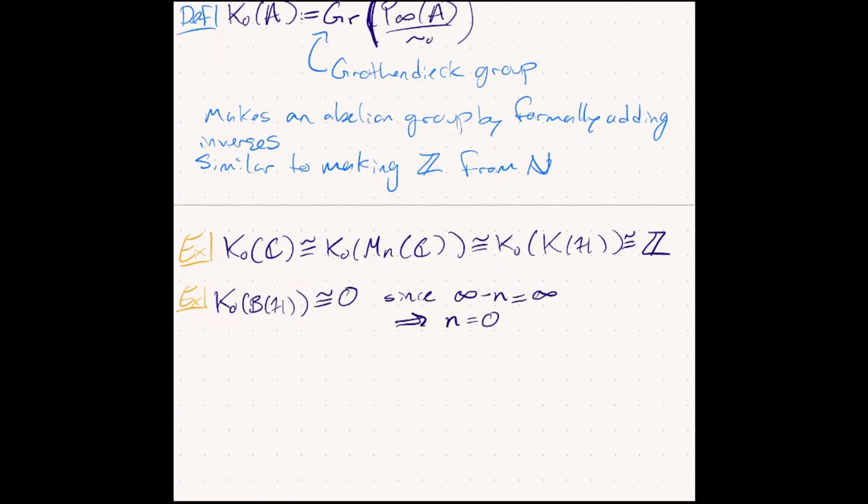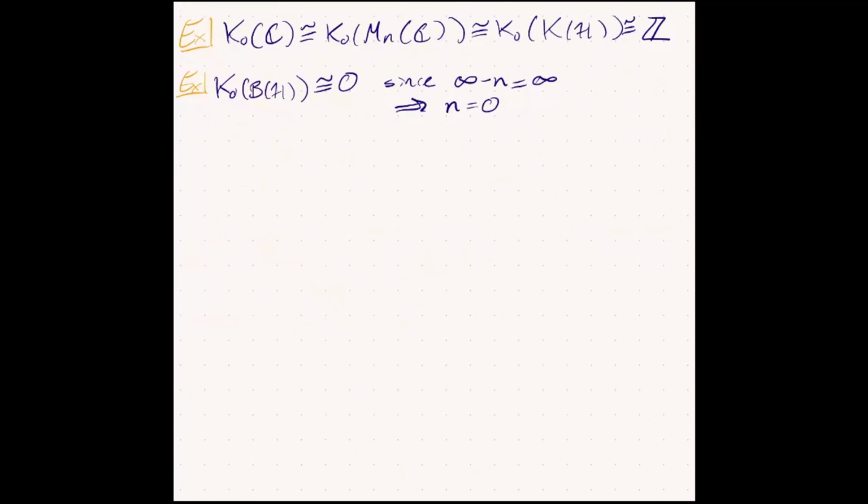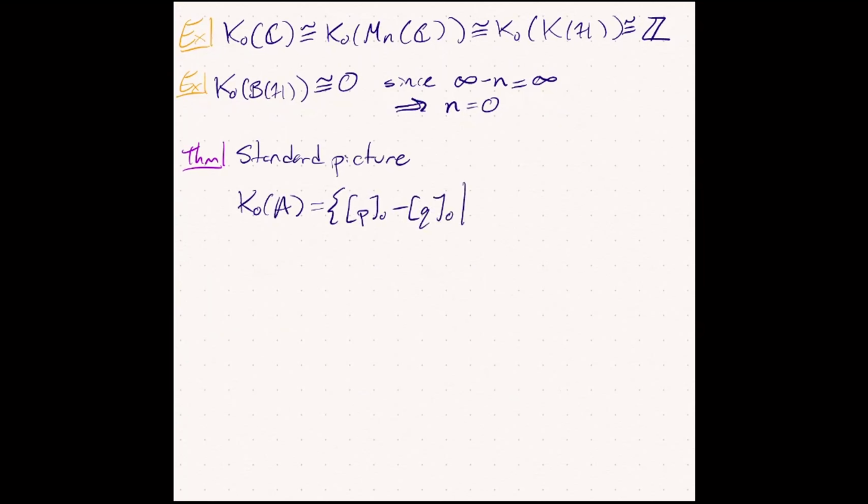Okay. And the standard picture of our K0 group is as follows. You can think of K0 as containing formal differences of these equivalence classes of projections. You're doing formal differences because of this group completion process that I glossed over. But your projections are allowed to range over any projections P and Q in P infinity of A.